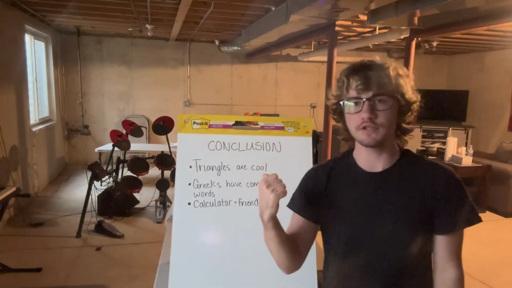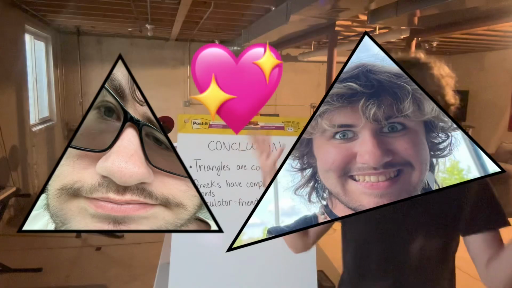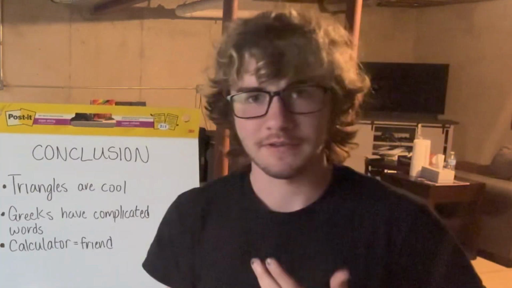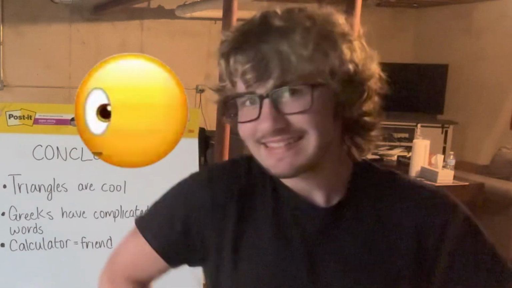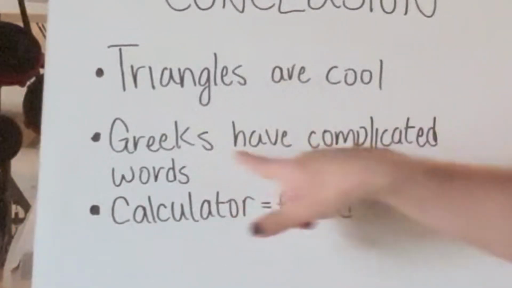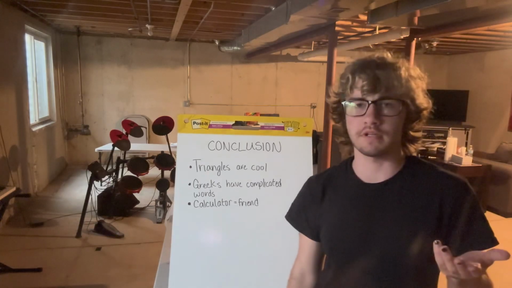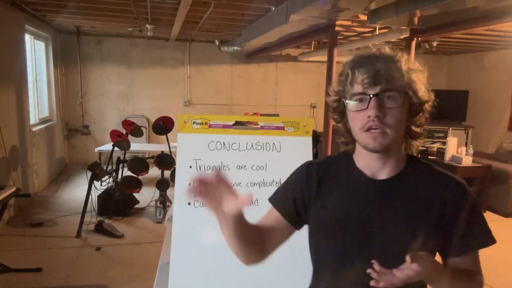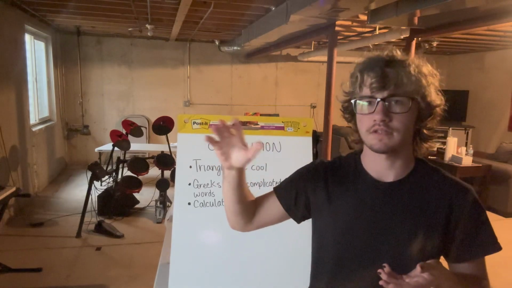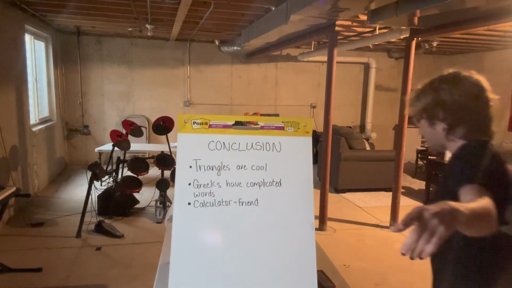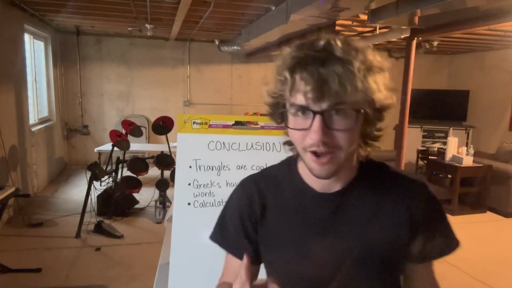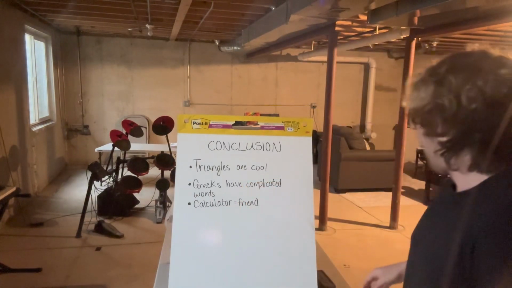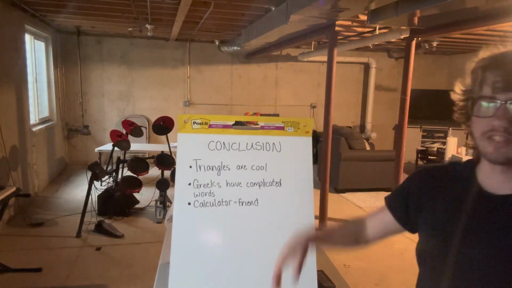Alright, so the conclusion is that triangles are cool. They're like my favorite shape because they're the easiest to learn. I almost failed geometry. Yeah. Greeks have complicated words, but you can break them down pretty easily. Like trigonometry. Triangle, measure. That's literally what it means. Triangle in Greek is trigonon, and measure in Greek is metron. I have it on my tablet right there. And then the Y is just there, just because.